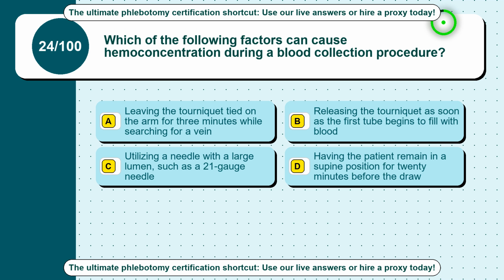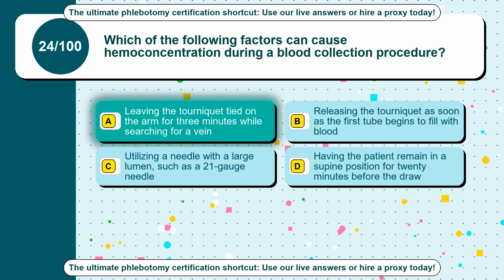Question 24. Which of the following factors can cause hemoconcentration during a blood collection procedure? Option A, leaving the tourniquet tied on the arm for 3 minutes while searching for a vein. Option B, releasing the tourniquet as soon as the first tube begins to fill with blood. Option C, utilizing a needle with a large lumen, such as a 21-gauge needle. Option D, having the patient remain in a supine position for 20 minutes before the draw.